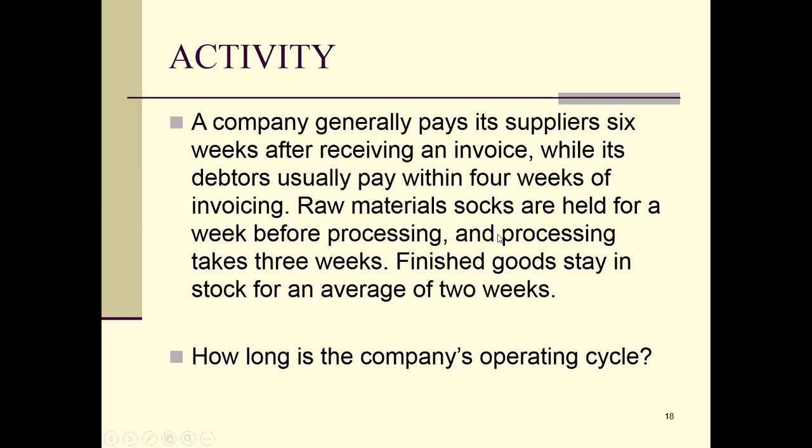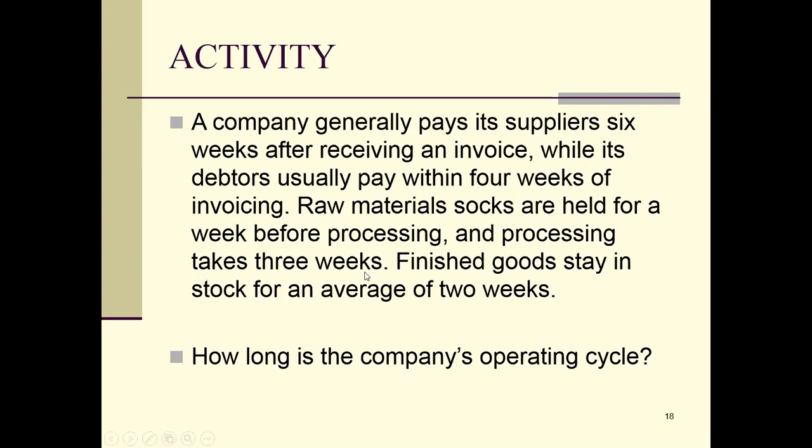Now check this question. Company generally pays its suppliers 6 weeks after receiving an invoice. So student, if I check these two lines, you are paying to your suppliers in 6 weeks time, while its debtors usually pay within 4 weeks. When you sell your stock, then your customers pay you in 4 weeks time. Raw material stocks are held for a week before processing. It means that when you buy your raw material, you are unable to directly put it into production process. It takes around 1 week when your stock will remain in your store, and processing takes 3 weeks.